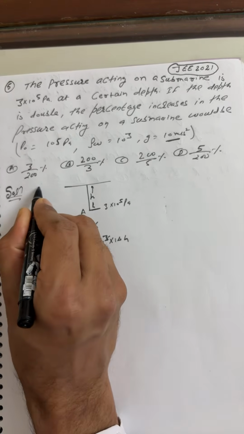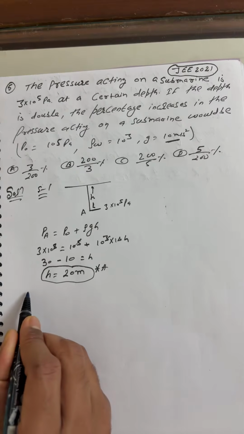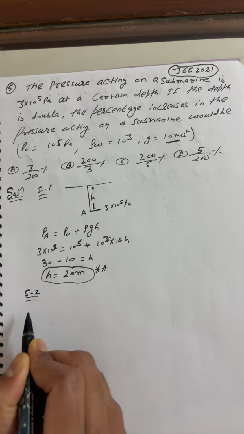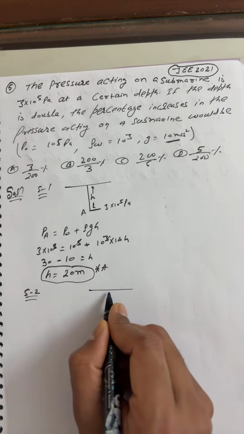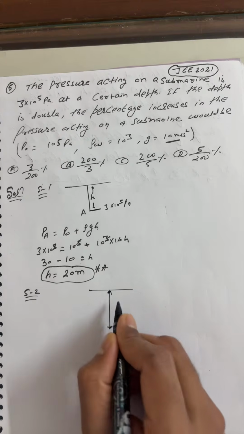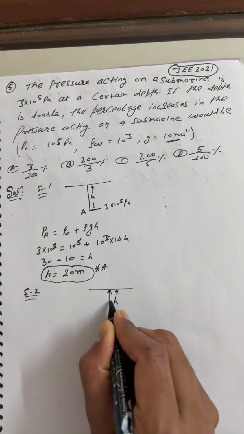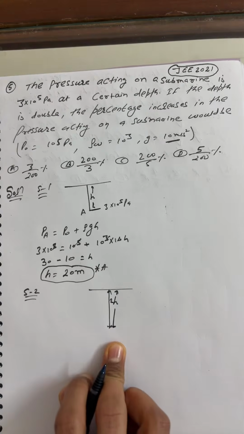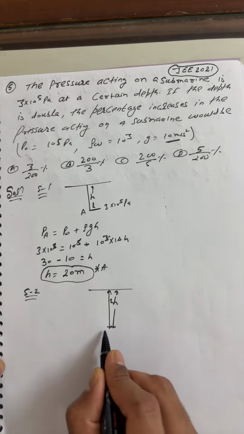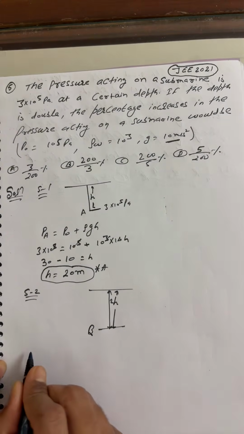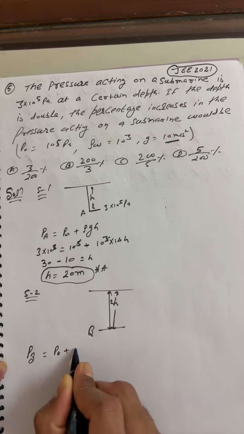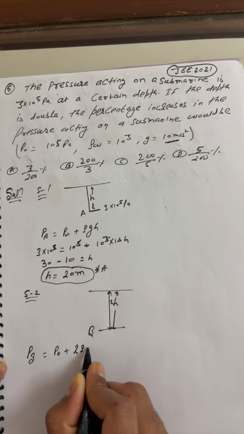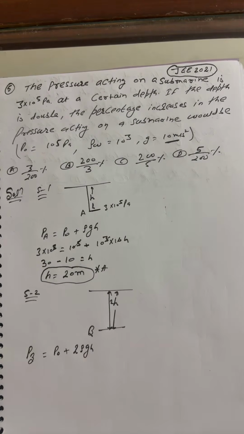So that was step one. Now for step two, what's in the question? The height becomes twice, which is 2h. So we have to find this pressure. Let us suppose I'm calling this point B. We have to find the pressure at point B, which is P naught plus 2 rho g h.